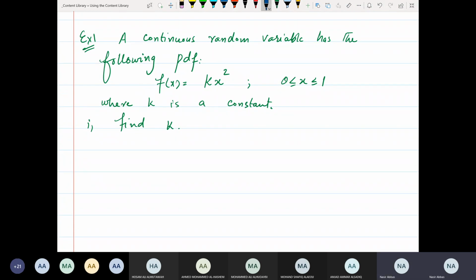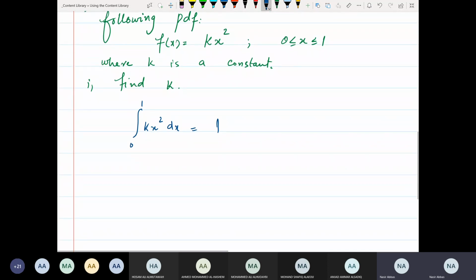One of the properties of PDF is that if you integrate the PDF over the whole domain, that is for this question 0 to 1, you should get 1. So if I integrate this, the integral of kx squared, k being a constant, the integration will be kx cubed divided by 3, and this is equal to 1.